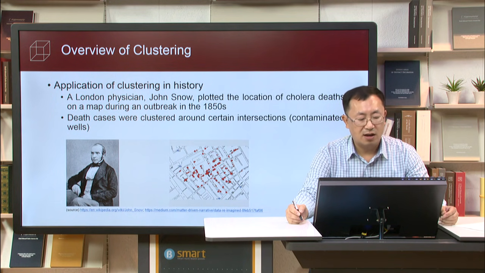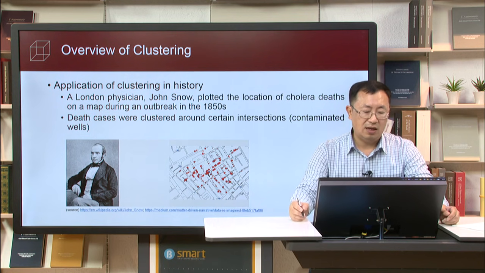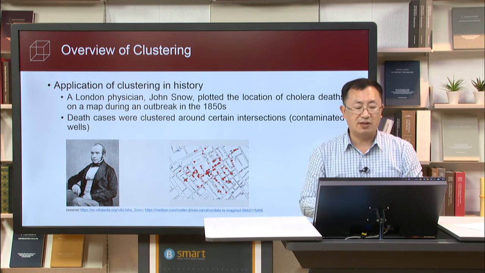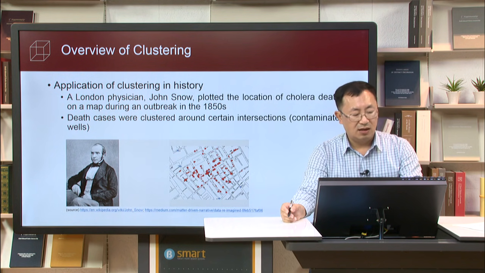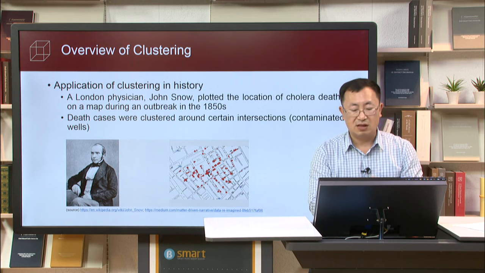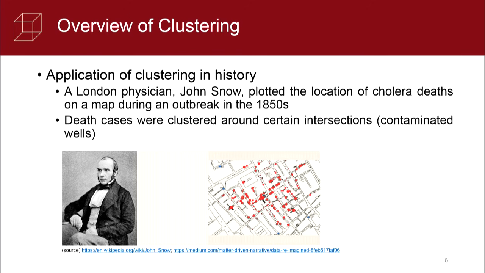Okay, so before moving on, I'd like to briefly take a look at some historical application of the clustering. During the 1850s in London, there was a cholera outbreak, and one of the London physicians called John Snow plotted the location of the deaths on the map. What he found out was the death cases were clustered around certain intersections. And it turns out that there were some contaminated wells, and because of that, it caused the cholera outbreak. So that is a historical example of the clustering.